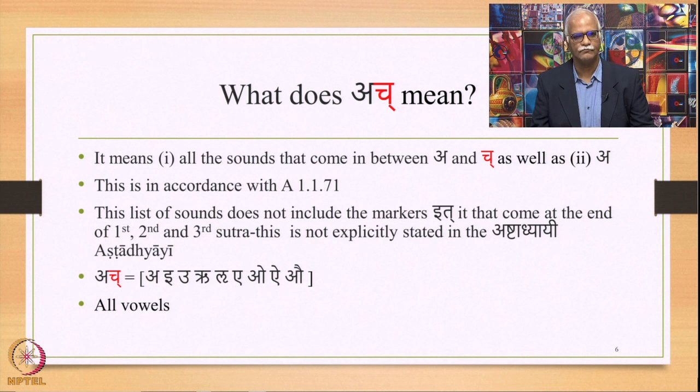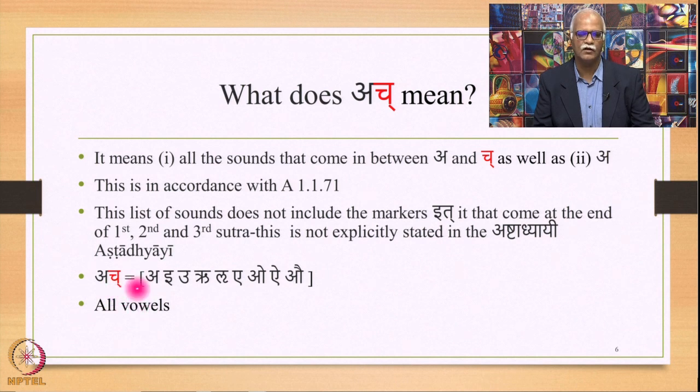So, what is the meaning of ach? Ach stands for all the sounds between a and ch, that is starting from a, i, u, this is your first sutra, ru, lu, second sutra, e, o, third sutra, and ai, au, fourth sutra. And then there is ch here, but that is not part of this set. A, however, is part of this set, and this is what we meant when we indicated only ch in red and a in normal black. A is part of the meaning that is denoted by this technical term.